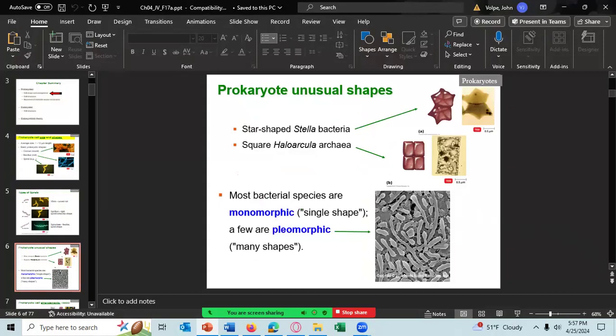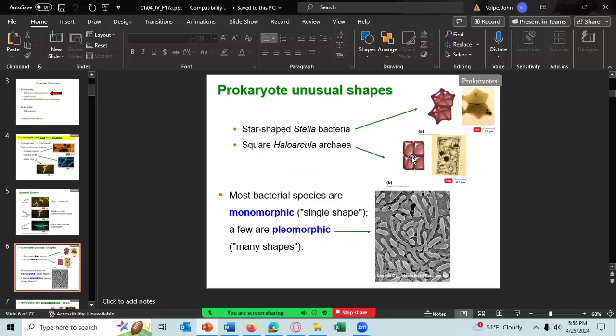There are some bacteria with unusual shapes, like the Stella bacteria, which actually has a star-like shape. And that's an actual electron microscopic image of the Stella bacteria. And then the Haloarcula of Archaea is a squarish shape. That's an artist's picture, the actual shape there. And actually, it's not a square, it's a rectangle. Any question about that?